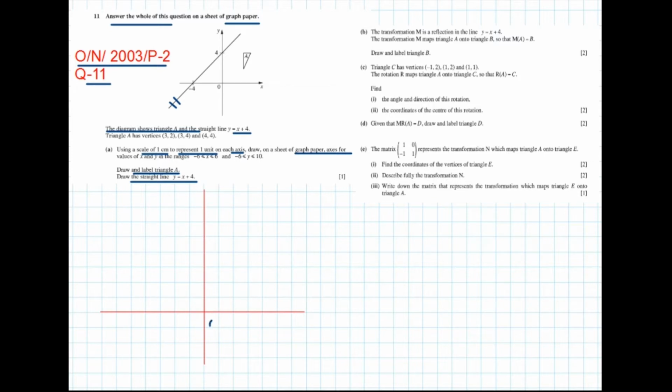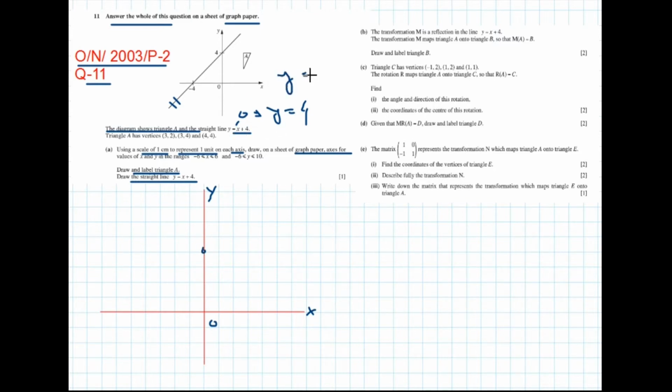Let one small box equal 1 cm. Here O is our origin. This is our x-axis and this is the y-axis. In the equation y equals x plus 4, if x is equal to 0, then y is equal to 4. So the point y equals 4 is marked on the y-axis as shown.